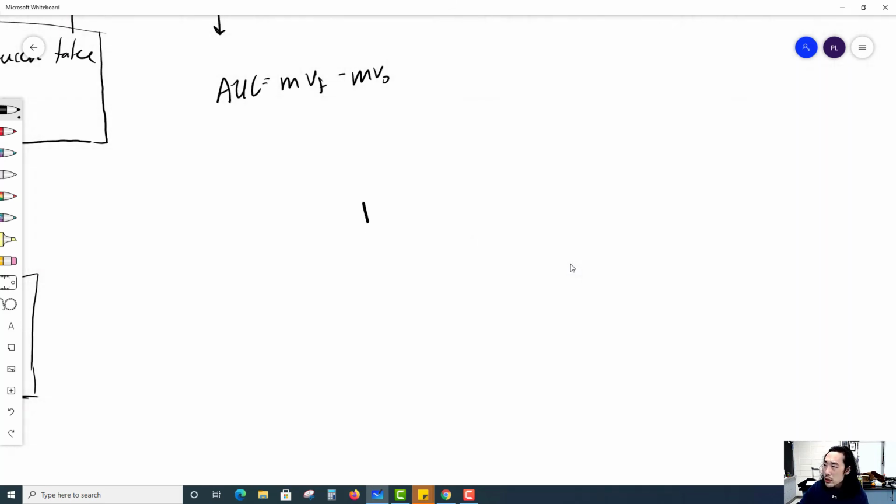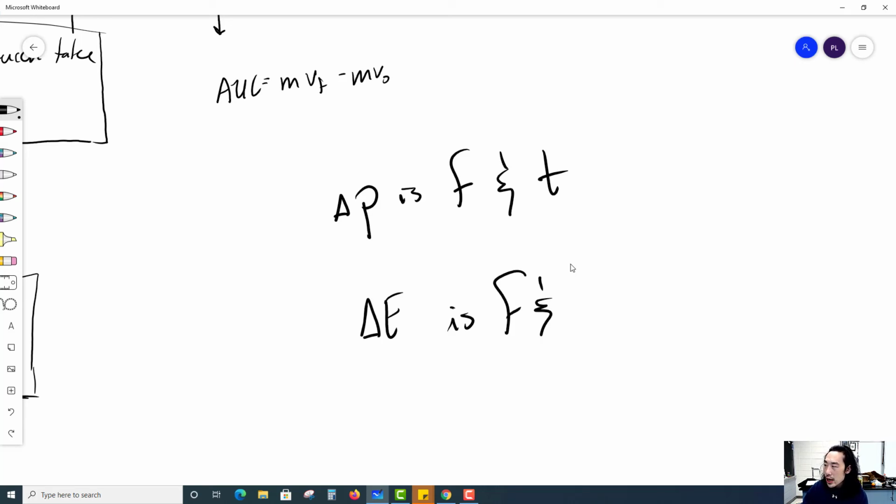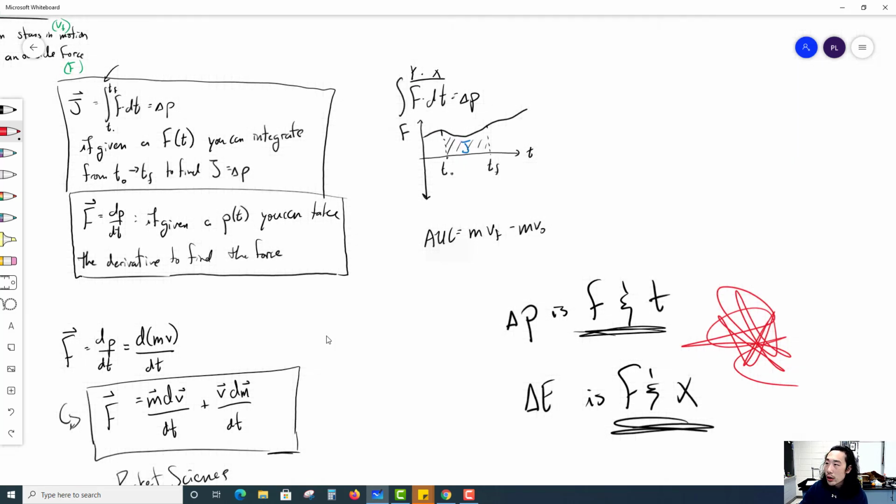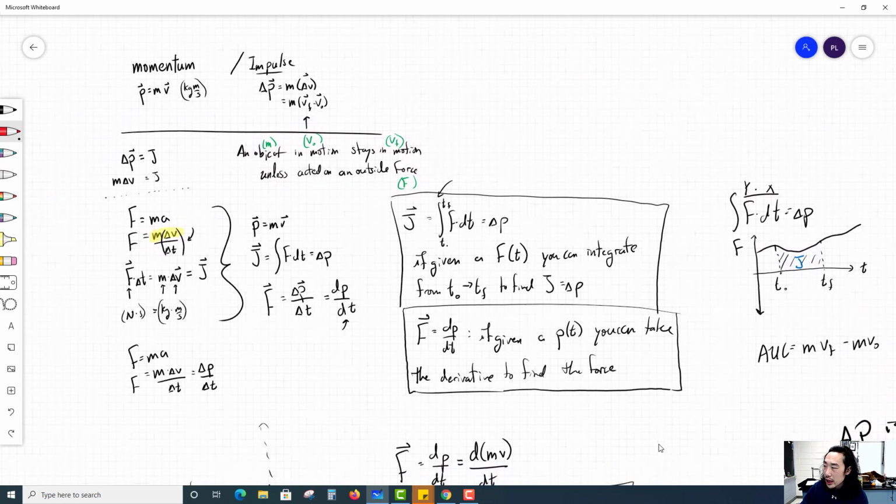So momentum is force and time dependent, or delta P, and the change in energy is force and position dependent. Very, very similar, not the same. So when you're given a function, keep an eye out. Let's red flag this one. Keep an eye out for that. We also learned if you're given a different type of function, how we can use calculus to find out different things about the function.